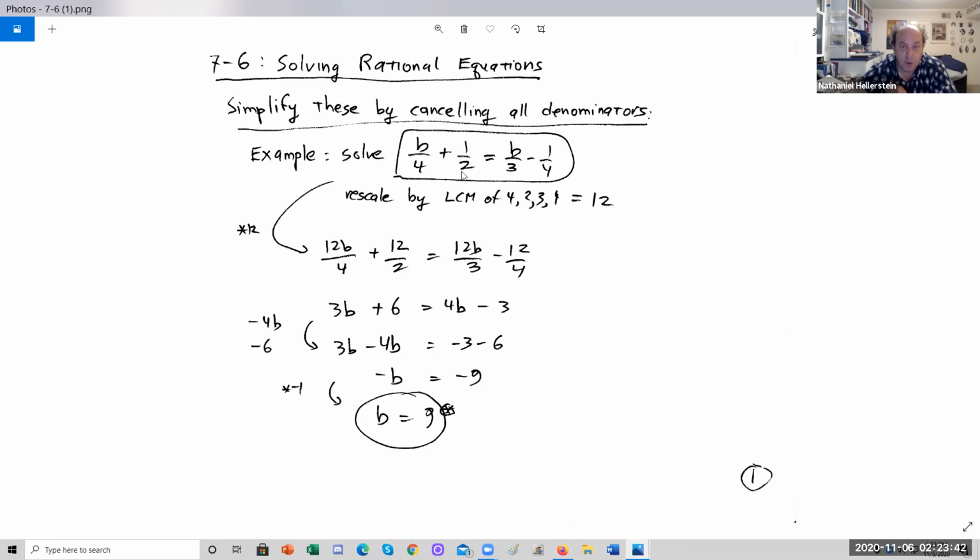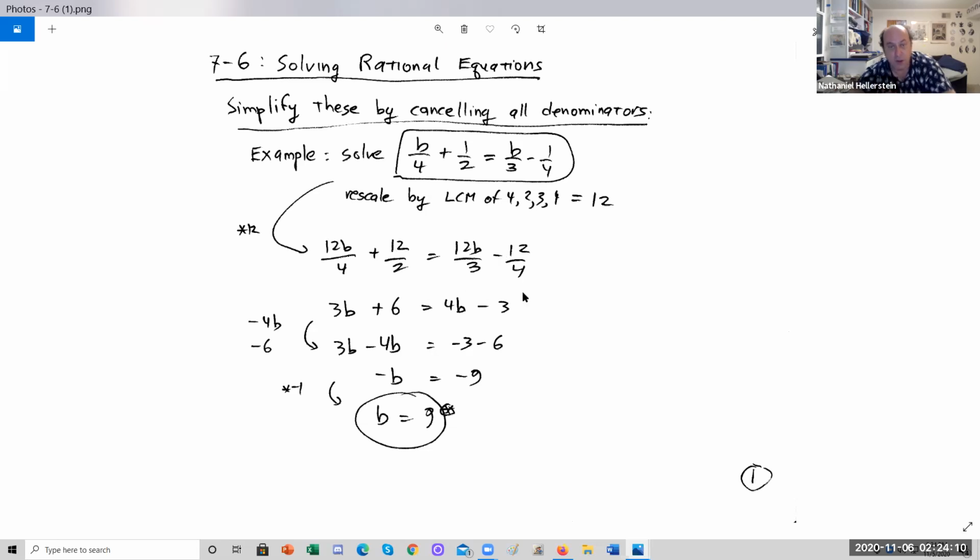b over 4 plus a half equals b thirds minus a fourth. The lowest common denominator of 4, 2, 3, and 1 is 12. So multiply throughout by 12. 12b over 4 plus 12 over 2 equals 12b over 3 minus 12 over 4. Okay, the denominators cancel. You get 3b plus 6 equals 4b minus 3.